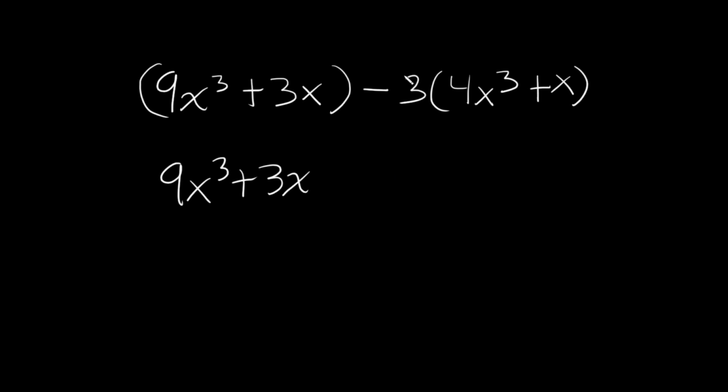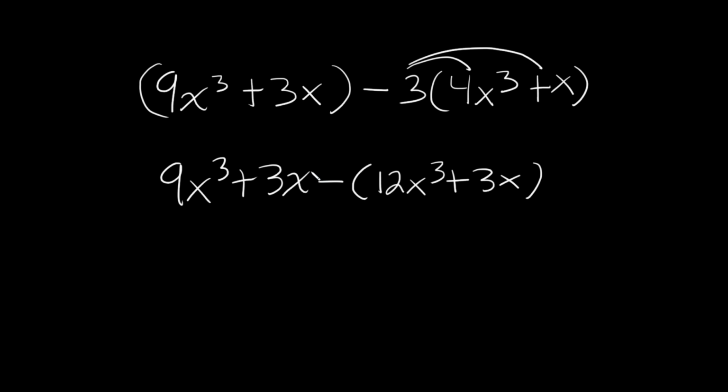And what we're actually going to do is use the distributive property to distribute this 3 here to this expression here, which is 4x to the third plus x. So this will give us minus the quantity 12x to the third plus 3x. And you'll notice here there is a negative sign, so we're actually taking away this entire expression here. So when we simplify this, this will be 9x to the third plus 3x minus, because we're taking away 12x to the third, and then minus 3x.